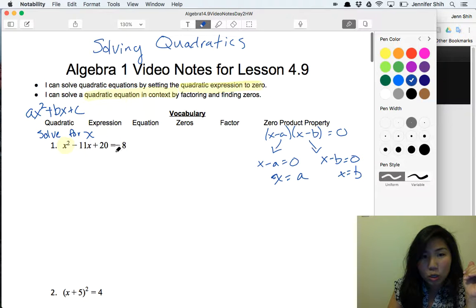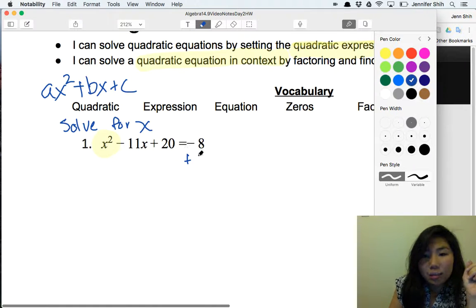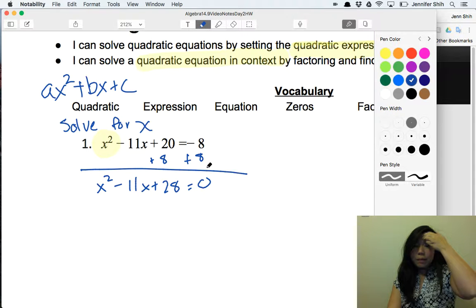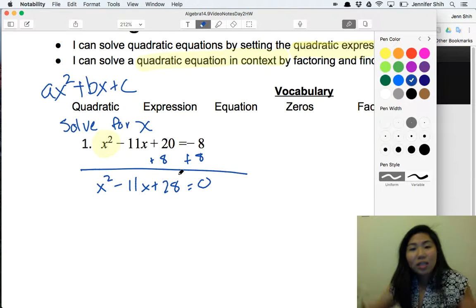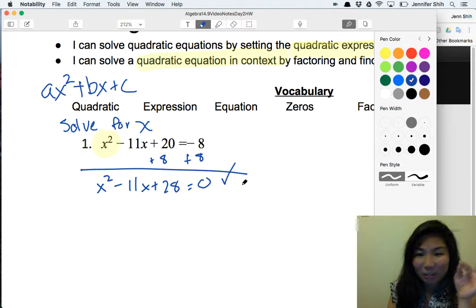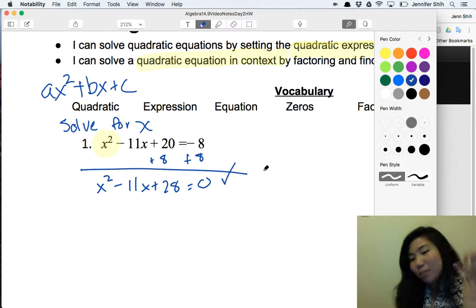I'm going to zoom in here. Add 8 to both sides, draw a bar, x squared minus 11x plus 28 is equal to 0. Okay, so how do we factor this? At this point, this is good. Our quadratic is set equal to 0. Now all we have to do is factor, set both factors equal to 0, solve for x.